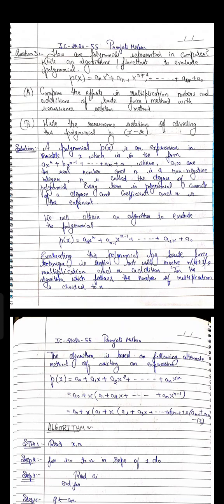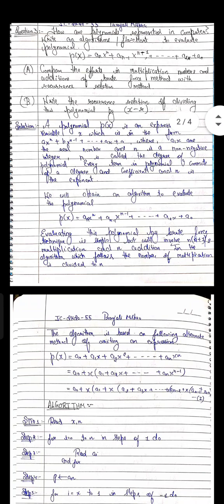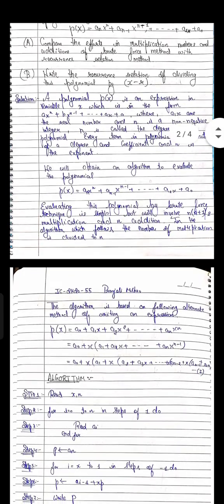Write an algorithm and flowchart to evaluate polynomial given p of x equals to the equation. Compare the efforts in multiplication number and addition of brute force method with the recurrence relation method. B. Write the recurrence relation of dividing this polynomial by x minus r. Let's begin with the solution.